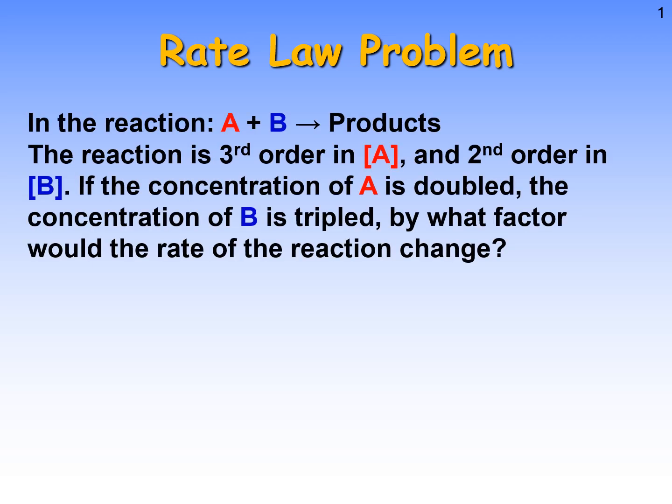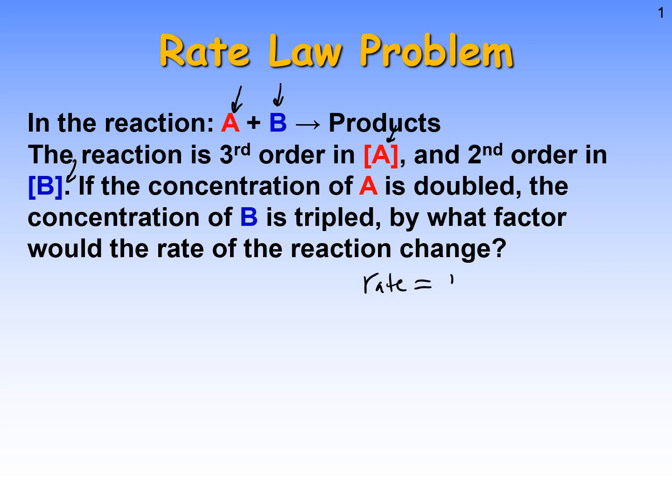So we have a reaction that is A reacts with B, goes to products. And we don't really care about what the products are because we're talking about a rate law, and rate laws only depend on the reactants. And we're told that the reaction is third order in A and second order in B. Now, we can build a rate law just from that statement.